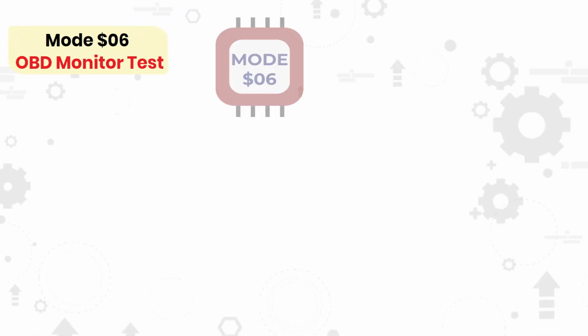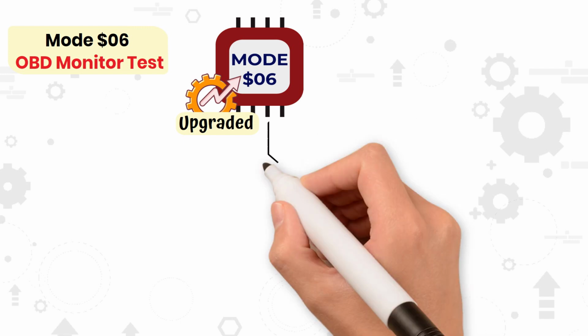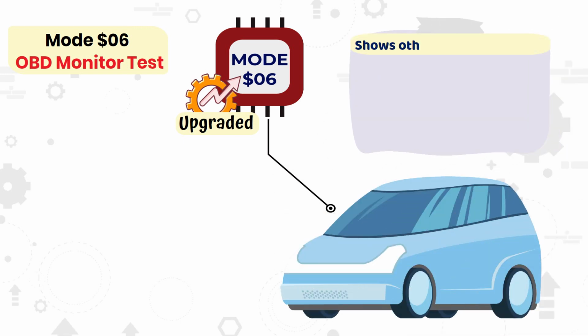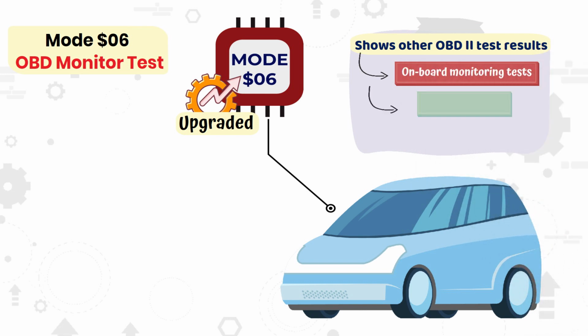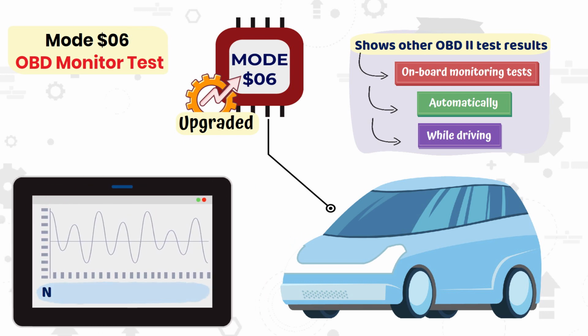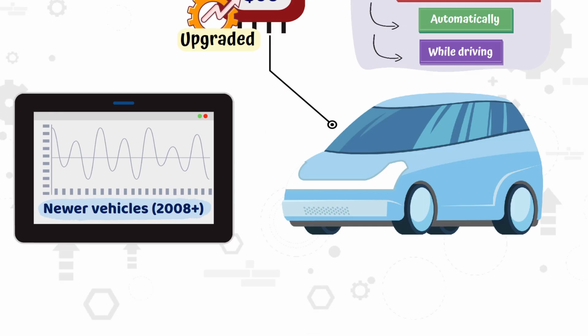Next up is the OBD monitor test, Mode 6. As an upgrade version of Mode 5, Mode 6 shows the other OBD II test results, allowing access to the results of onboard monitoring tests that your vehicle performs automatically while driving. This mode is commonly found on modern vehicles that use the CAN protocol, 2008 and newer.